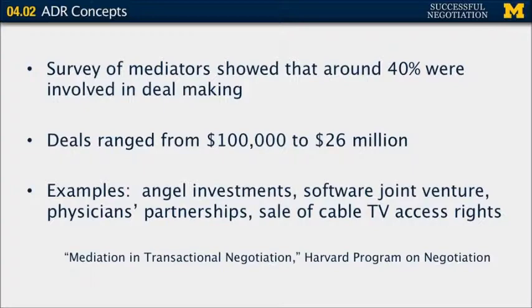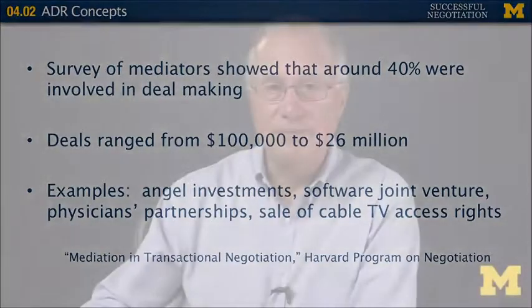40% of the mediators were involved in deal making. The deals they were involved in ranged from 100,000 to 26 million. And here you have some examples of the types of deals where the negotiators brought in third parties. You can use not only mediation, of course, but also arbitration. One area in the United States where arbitration has been used for several years is in professional sports, especially baseball. So here's an example of baseball arbitration.